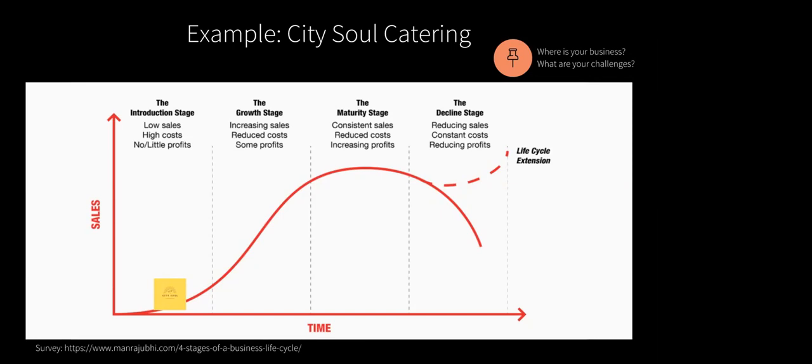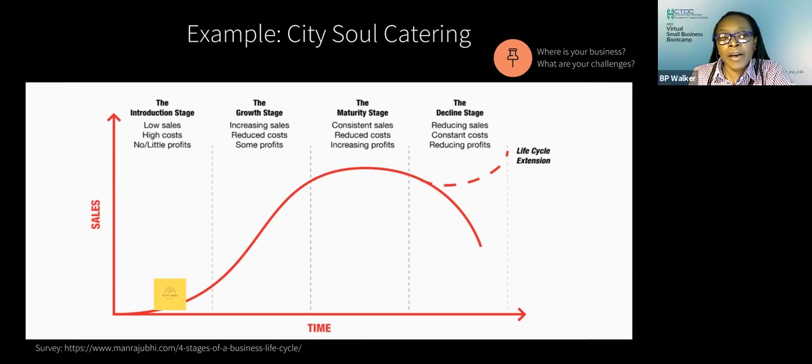No, it makes a lot of sense. So yeah, I'm in the introduction stage. Yeah, and there's nothing wrong with that. Let me tell you something. Amazon was in the introduction phase for a while. They just started making money. I'll just let you know that. So don't think this is a judgment or that one stage is necessarily better than the other. It's just what it is.